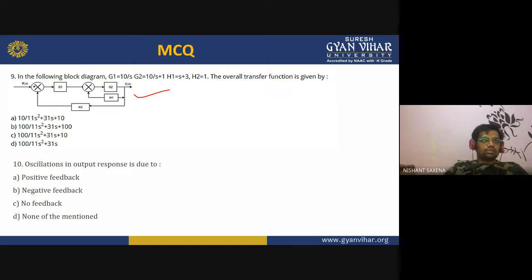I think there is one mistake in this question. The arrow will be this way, because this will be a feedback path. Consider it this way. Now look at this. You have to apply the block diagram reduction technique and identify the overall transfer function.